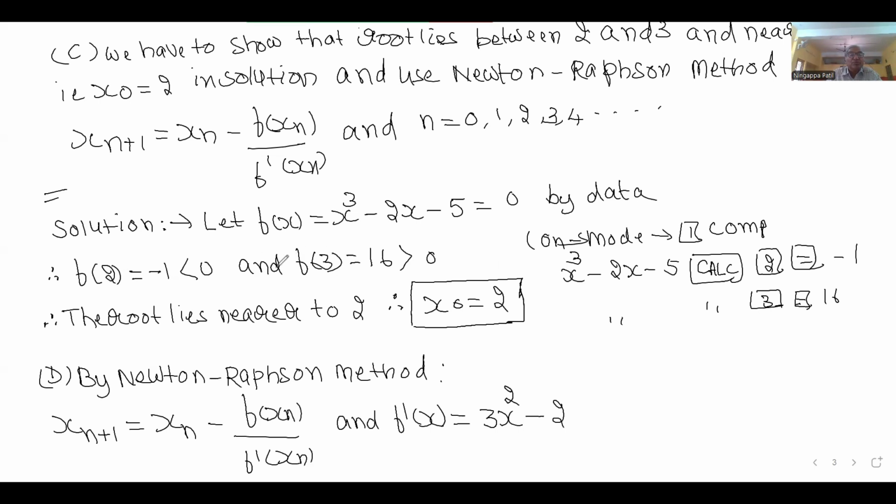But see, which is nearer to 0? Minus 1 is nearer to 0 than 16. 16 is far away from 0. Therefore, root lies nearer to 2. Therefore, x0 equal to 2.